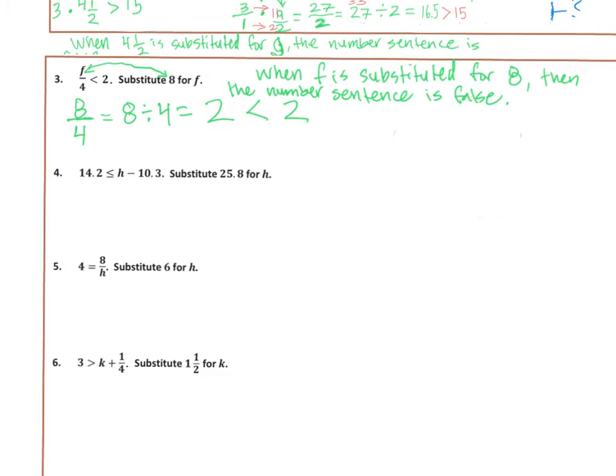All right, so what does that mean for making a true number statement? Well, that means that we've got to find a different number to substitute for f. We can't do 8. 8 is going to be equal, okay? This is actually the equals, not greater than, when we have 2 and 2. So if we want something where 2 is greater than f over 4, then f has got to be something less than 8. So if we went 1 less than 8, what would that look like?